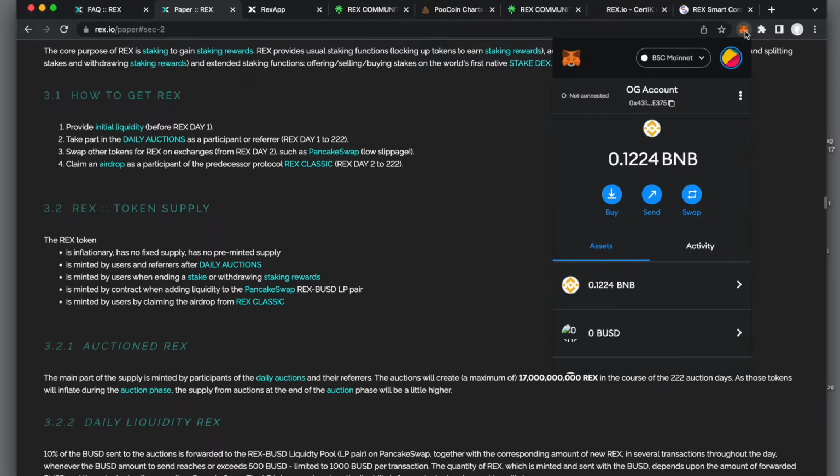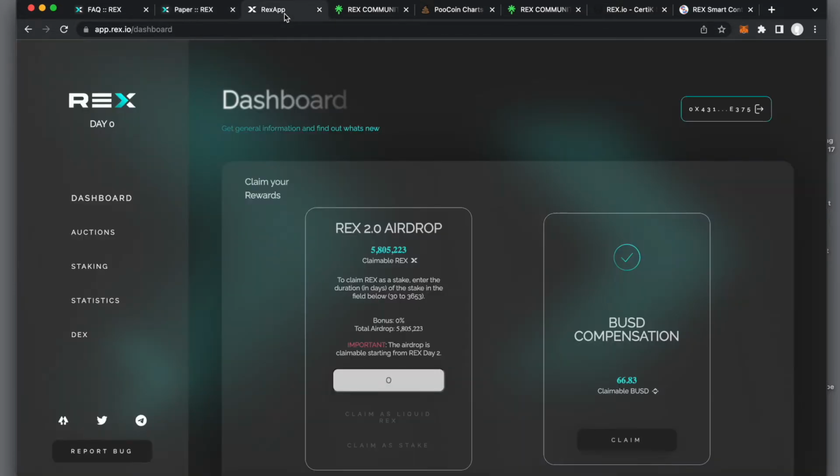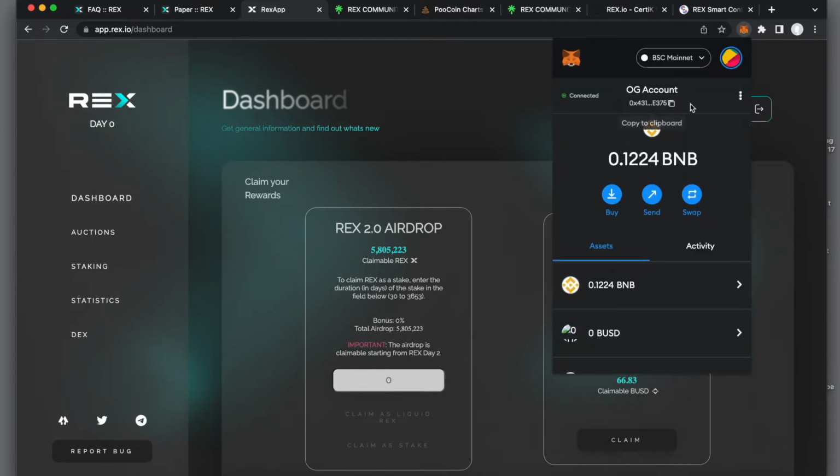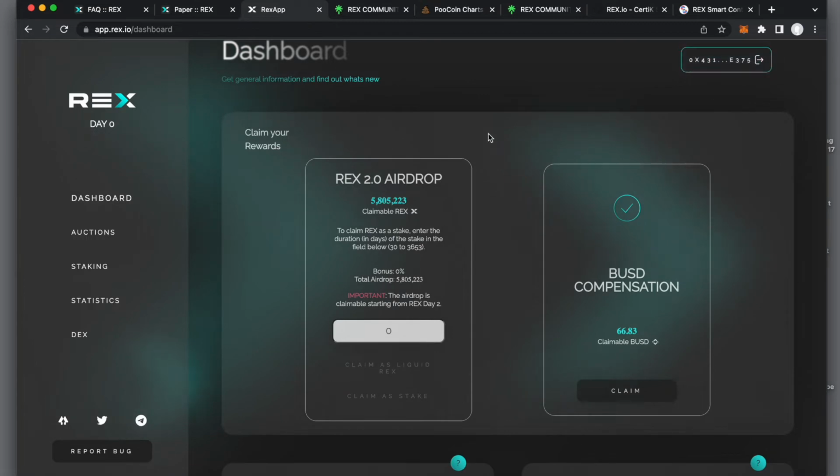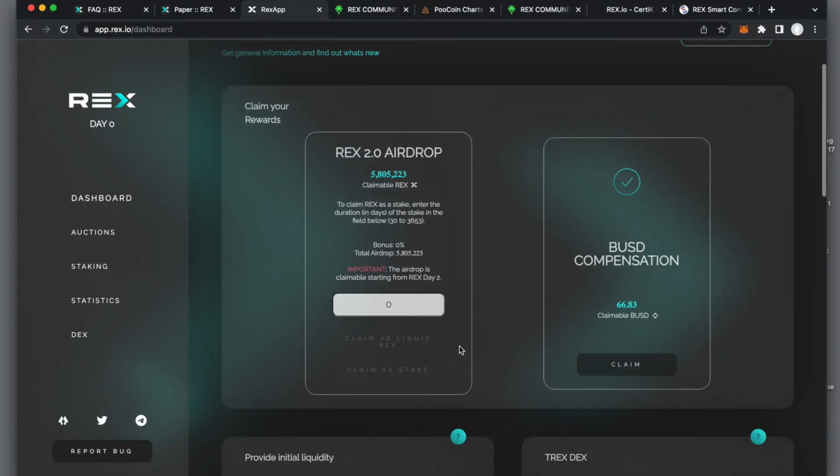You can go and connect your wallet to the Rex app here. So this wallet is connected, E375, and you can see in my dashboard with this wallet connected, that is the airdrop that I am able to claim. There are two ways I'll be able to claim this airdrop.